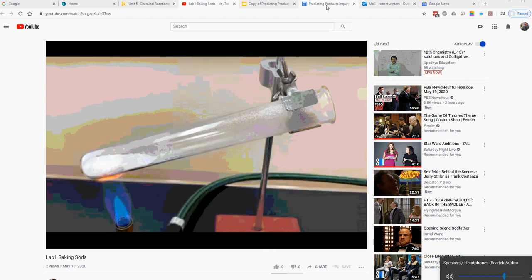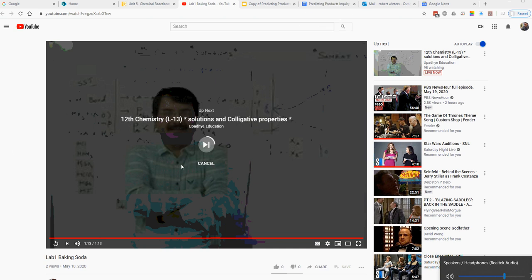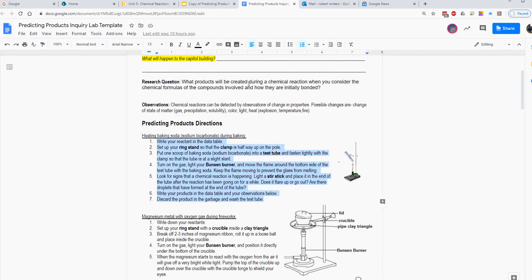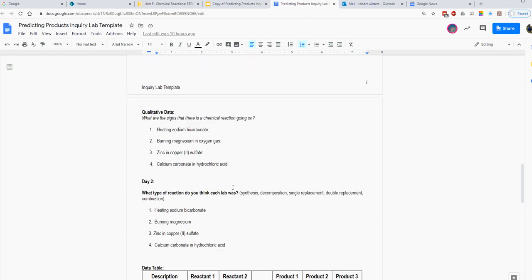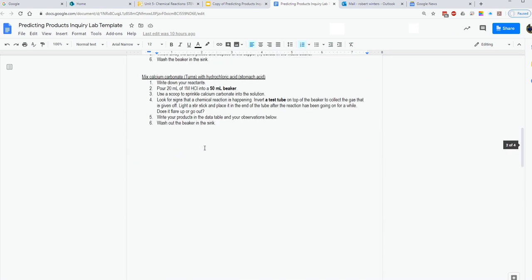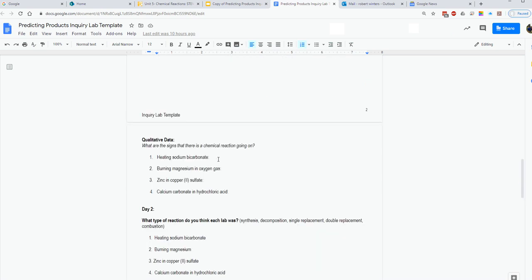Let's go back to our form here now, and let's see if we can predict what must have happened here. So on our first one here, we're going to go down here, and this is our goal for today, day number 1. We're going to do qualitative data. What are the signs that a chemical reaction took place? All you're going to do is make observations today. So let's fill it out here.